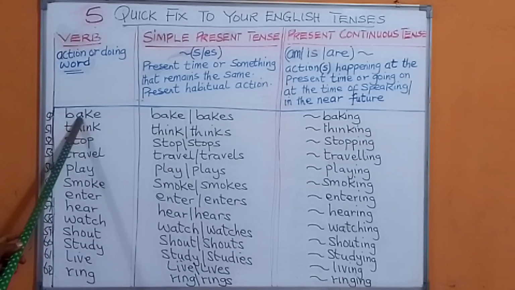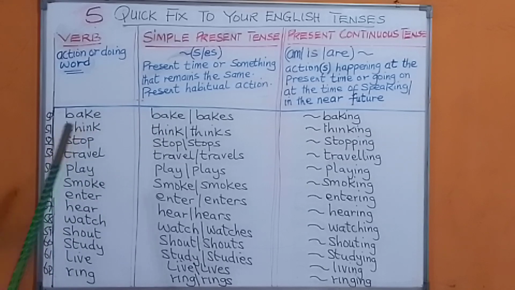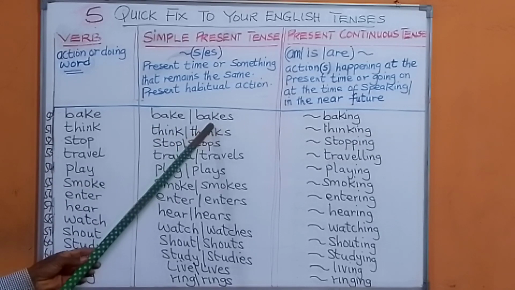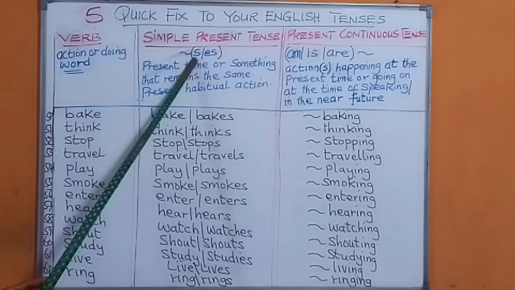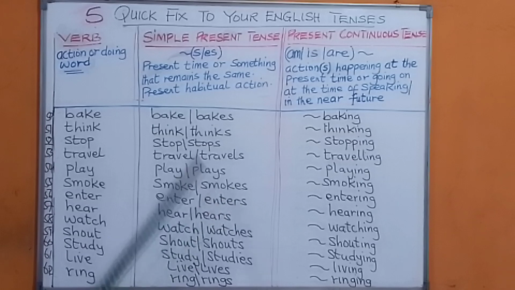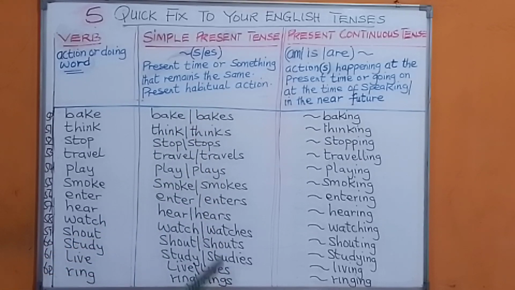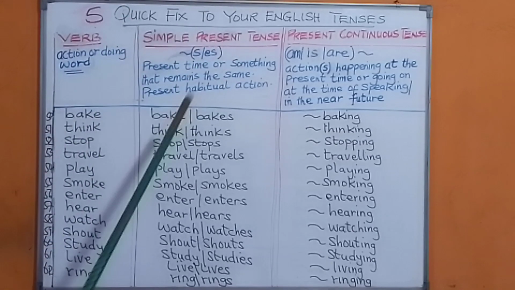Bake. We said you don't add s when you know that the subject or object you are talking about is many. But when you know that it is single, you add s or es. That's why you see s added. This is when the subject or object is plural, you don't add s. When the subject or object is singular, you add s to that.